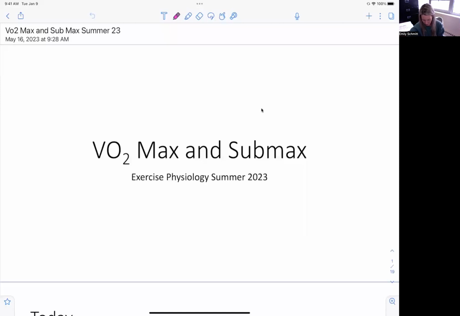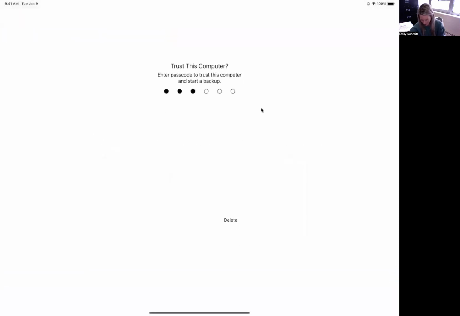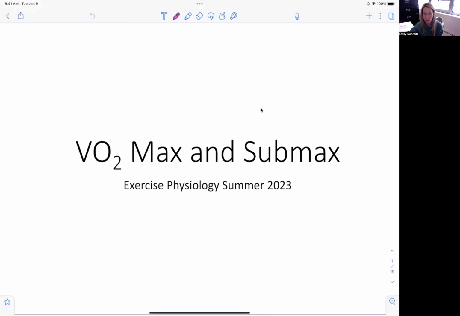Hey, hi everyone. We are on to Unit 2, which will be our aerobic metabolism. So we've previously talked about anaerobic metabolism, how we have those first two sort of short-term and intermediate energy systems. And this unit is going to focus on aerobic metabolism, so that third use of energy.